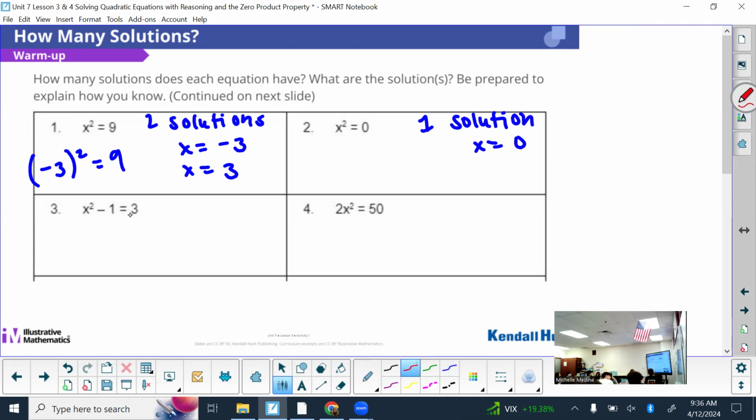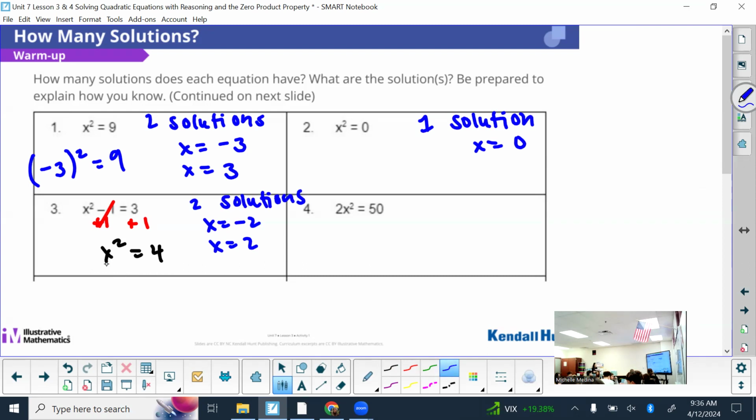Good. Whatever you do on one side of the equal sign, good, that's what keeps it equal. I get x squared equal to 3 plus 1, which is 4. Now that's probably easier to guess and check from there. How many solutions will this one have? 2 solutions. And what are they? Good. Now moving forward though, because if you didn't know that, keep isolating.